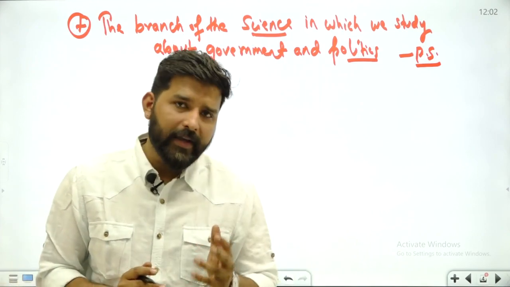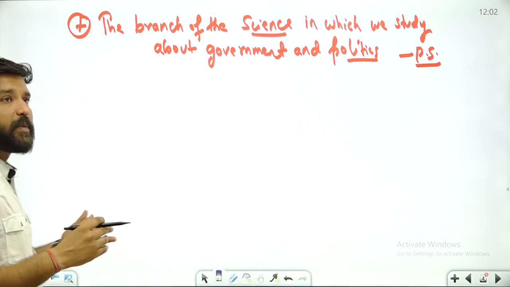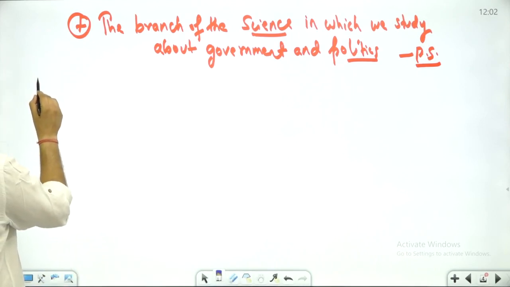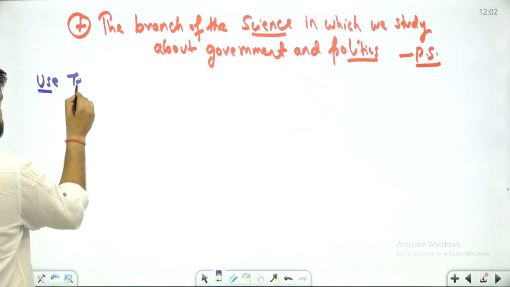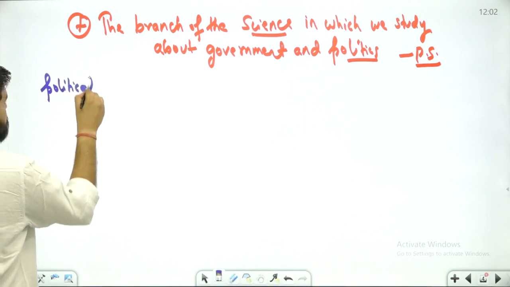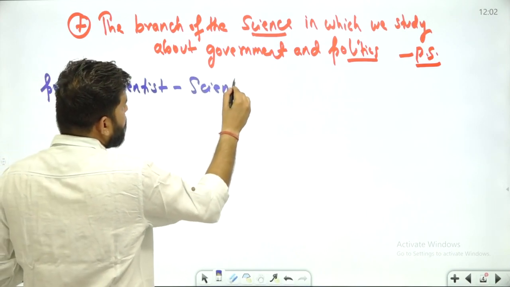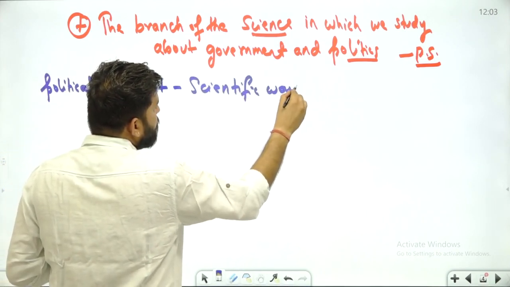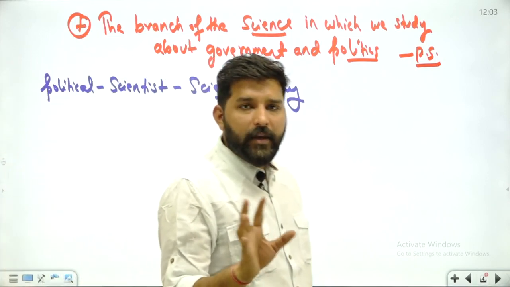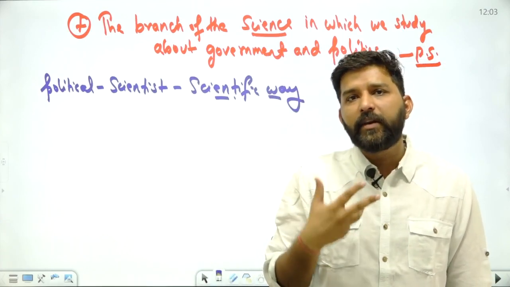For example, I can give you an example regarding this. Political science also uses experiments, like we use experiments in physics or chemistry or biology. The political scientists use tests, or the political scientists use the scientific way. How do they use the scientific way? Let us try to understand. First of all, they will state a question regarding any problem which is prevalent in the society.